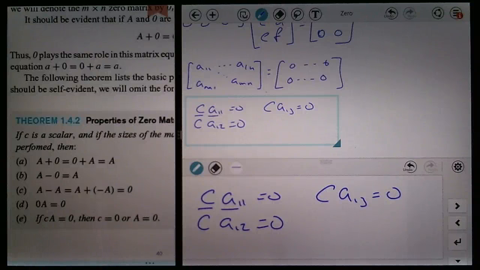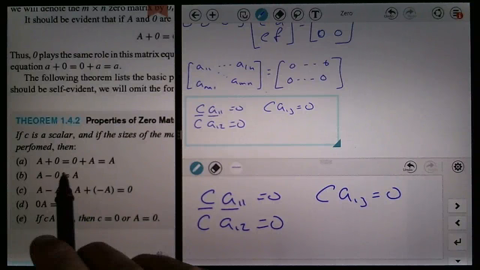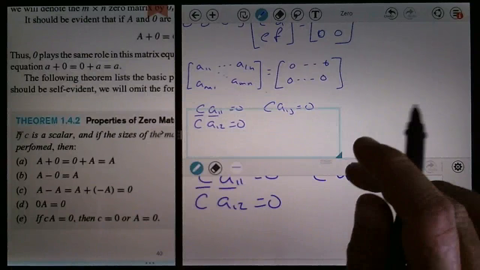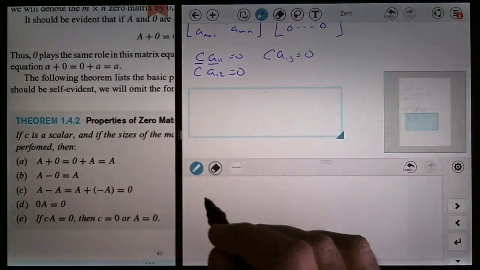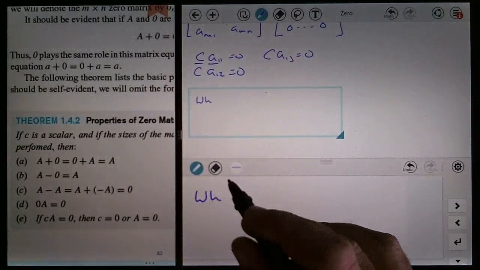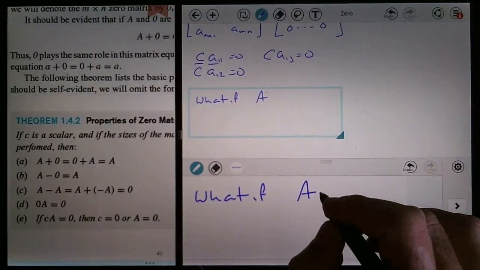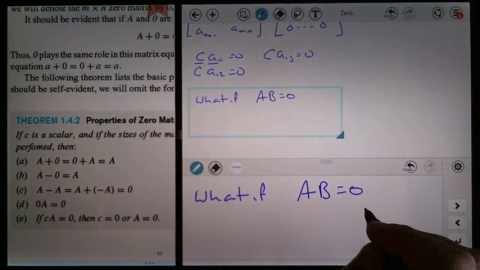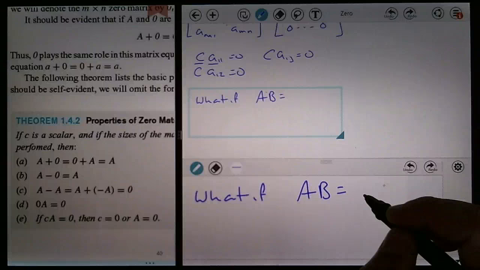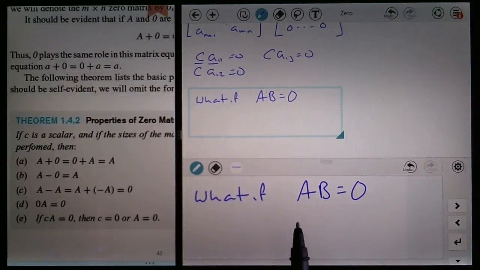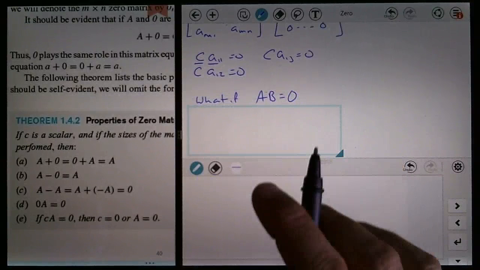One thing I really want to notice here is that there is no statement about matrices. So for instance, what if I knew that A times B was equal to a 0 matrix? Does that tell me anything about A or B? And the answer is no, it does not.